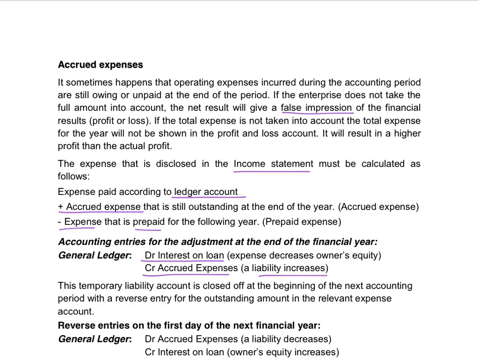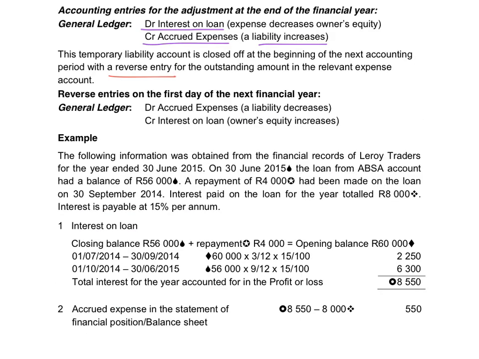On the first day of the next financial year, you have to complete a reverse entry for this original entry that you've completed. So the reverse entry will be the opposite of what you've just done. We debited the interest on loan account, so now we will credit interest on loan. Accrued expense was credited, then we will debit accrued expense.